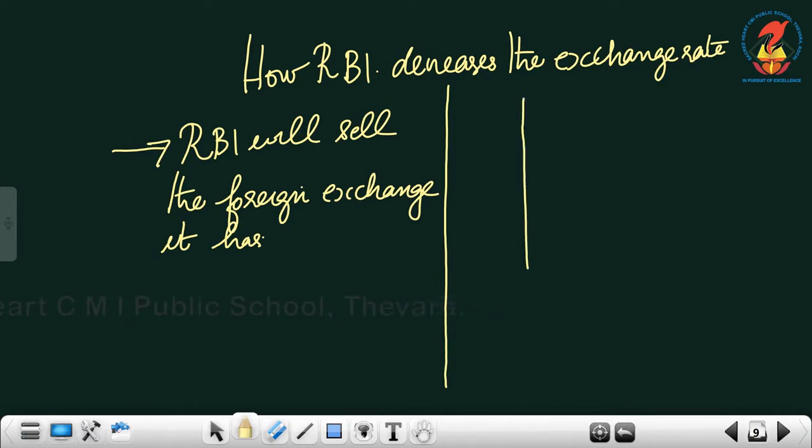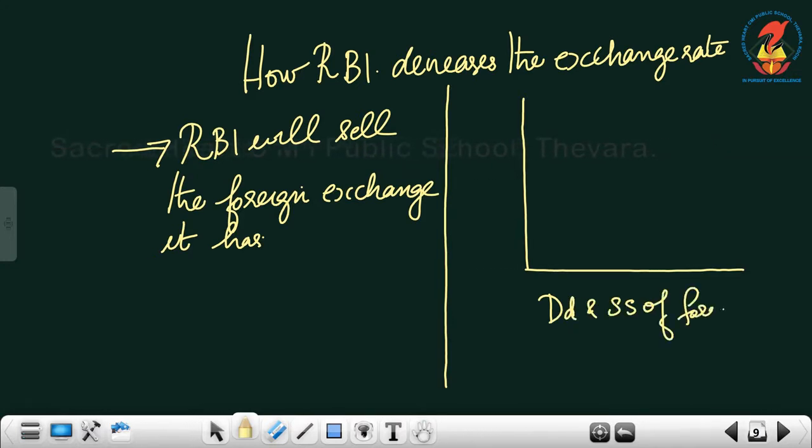Now we can explain with the help of a diagram where we need to draw both the demand curve and the supply curve. I told you what is the significance of drawing the demand curve and supply curve, because exchange rate which is determined by the forces of demand and supply is 67. So for that we need to draw the demand curve and supply curve, and we need to show how it is decreasing to 66. So on the x-axis we will represent the demand and supply of foreign exchange, and on the y-axis we represent the rate of exchange.